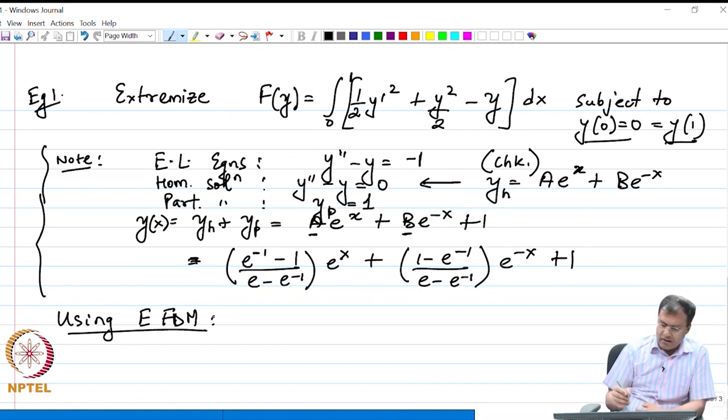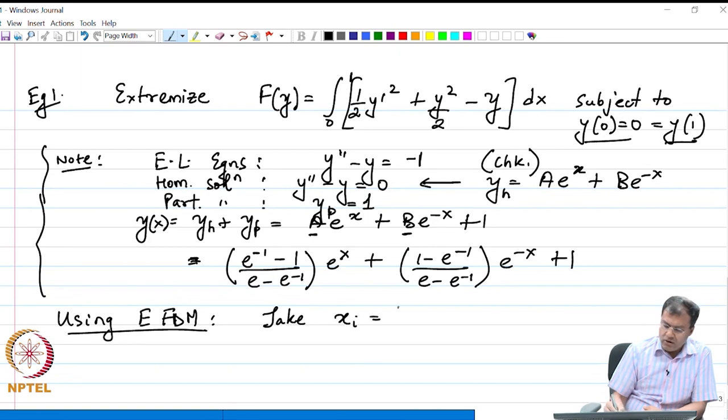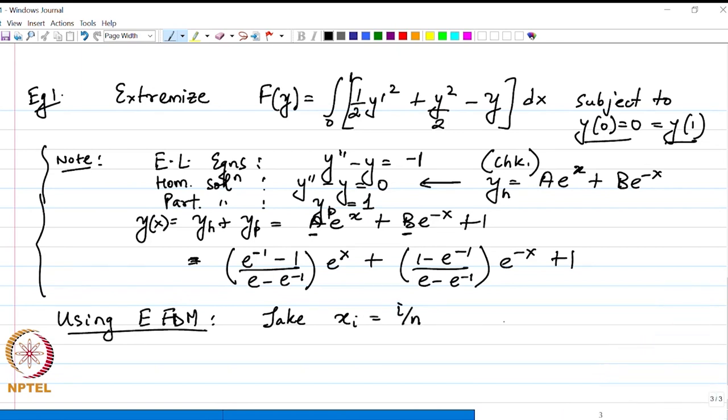Right. So, as shown in the previous slide, let us take a uniform grid. We take x_i to be i by n, where i goes from 0, 1 up to n. So these are my grid points.